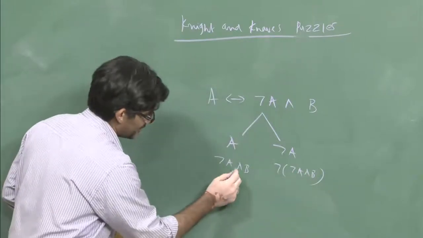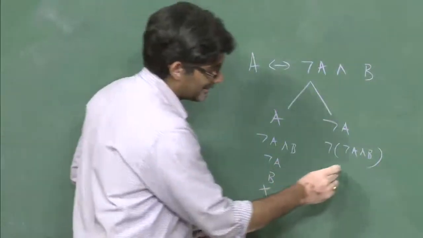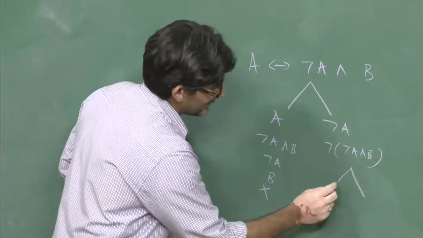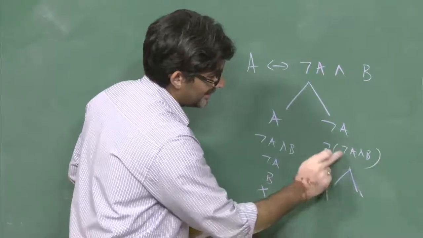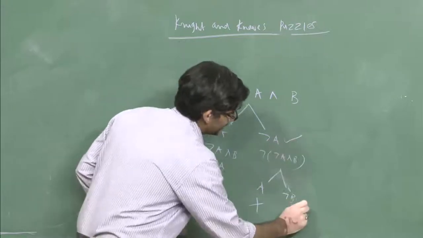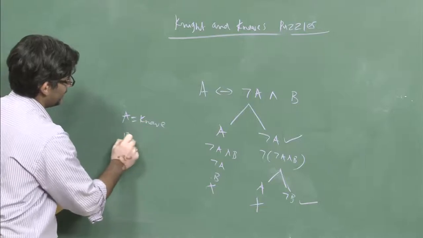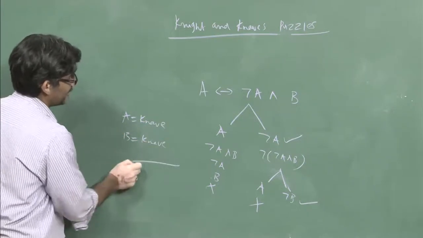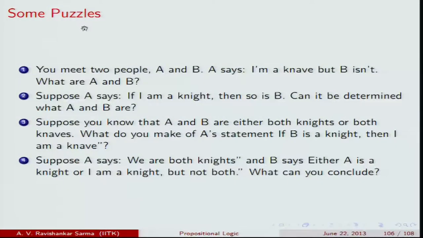Now this branch closes here itself because not A and B, because A and not A, it closes here itself, and now this can be expanded to this thing. This is A, not A is A, and then this is not B. So now this branch also closes again, this is the information that we have. So A is a knave and B is also considered to be a knave. Suppose A says this particular kind of thing that I am a knave but B is not the case, then it has to be the thing that both of them are knaves.